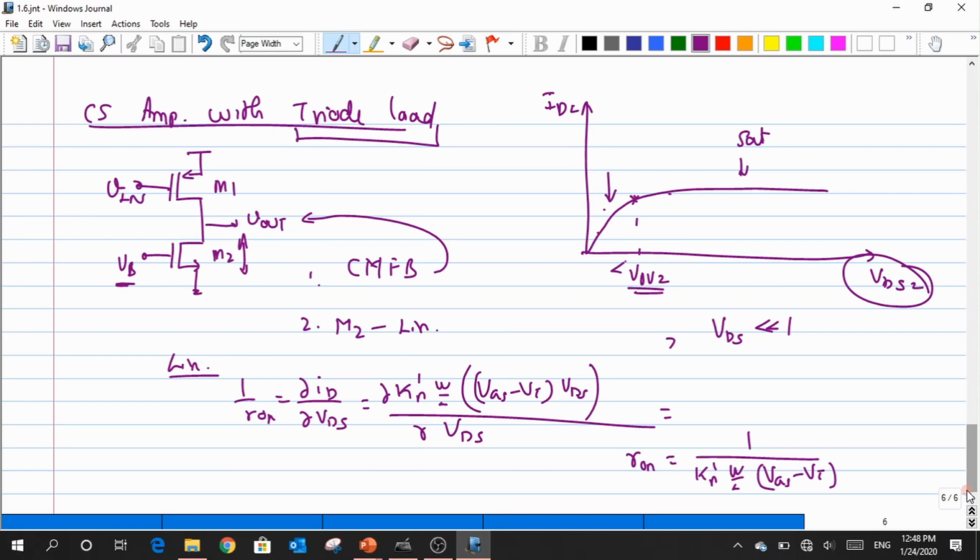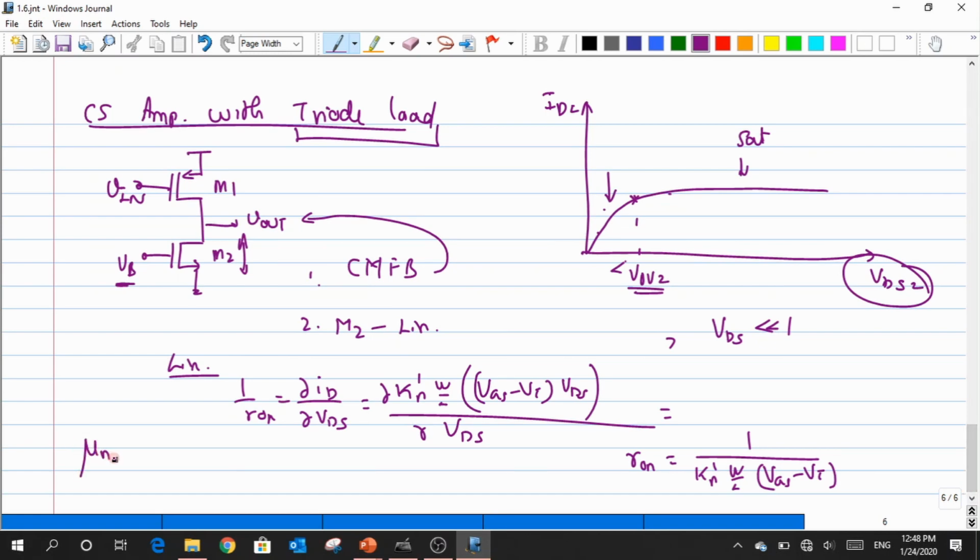Now, let us talk about the drawbacks of this. One of the major drawbacks that we had faced before is the common mode feedback. We have to use a common mode feedback to ensure that my M2 is operated in the linear region. The second drawback is that this R on is dependent on the process parameter like the Kn dash.